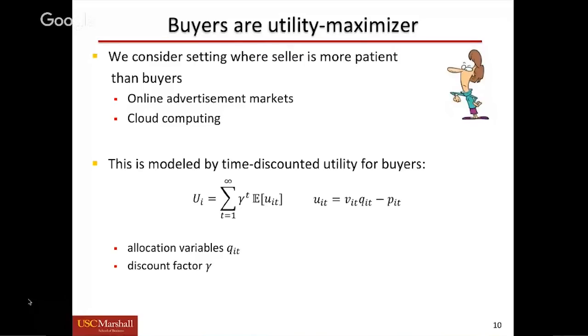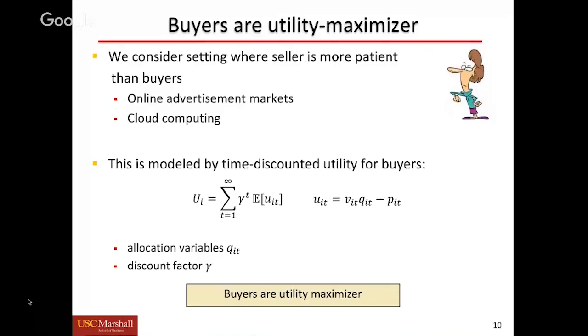The seller, no. The revenue of the seller, no. So this gamma says that over time, buyers are getting discounted utility, but the seller, no. So they somehow formalize that buyers are less patient. And then the buyer, as I said, wants to maximize this capital U_i.